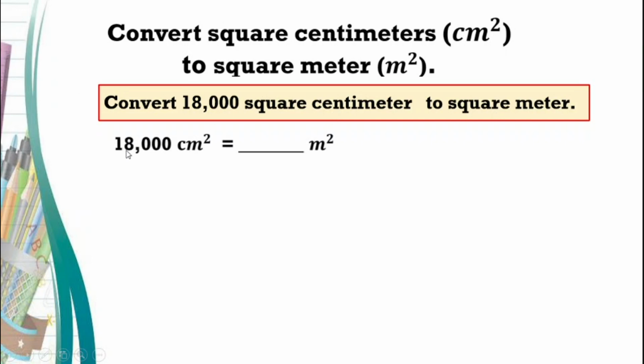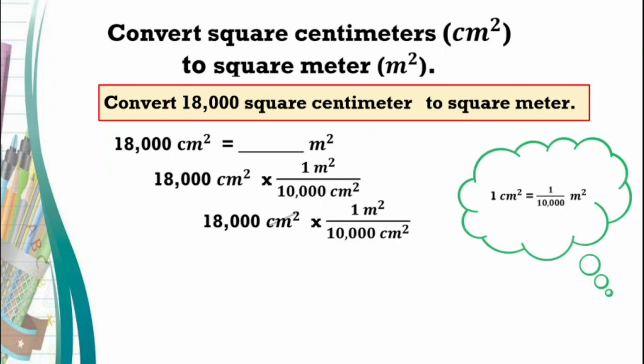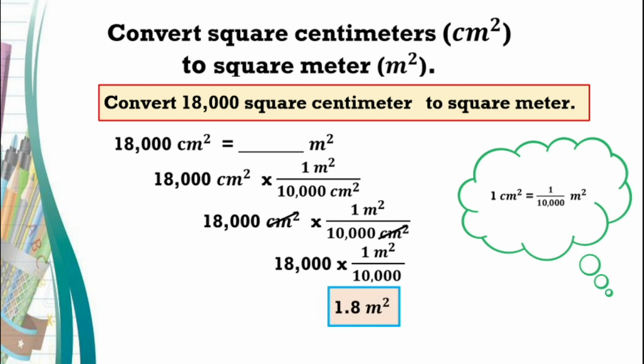Okay. So, next, convert 18 square centimeter to square meter. So, let's divide this one by 10,000. Cancel four 0s. So, we have 1, 2, 3. So, divide this one. This would be move 1 place to the left. So, the answer is 1 and 8 tenths meter squared. So, this would be 1 and 8 meters squared.